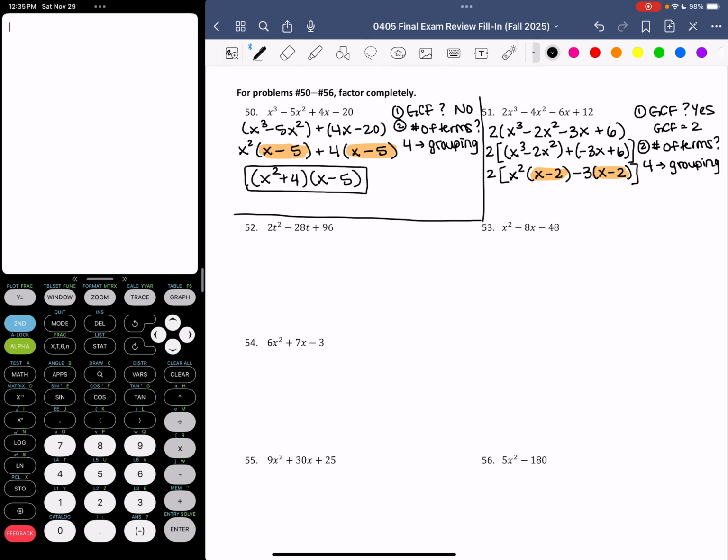Oh my gosh, I really did not leave enough space for this problem here. I'm going to write it a little bit smaller. Okay, so now I've got x squared minus 3, and then we have x minus 2.